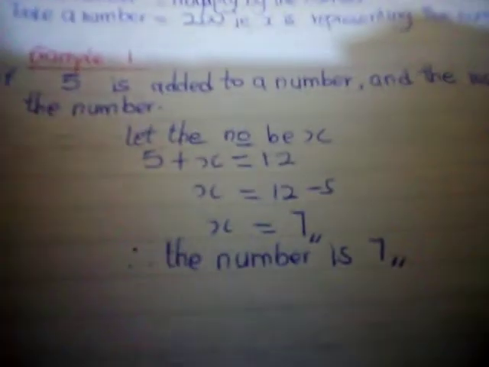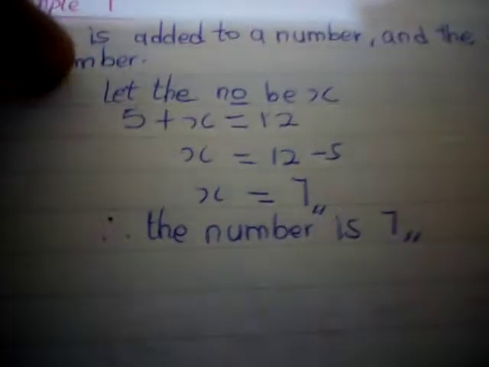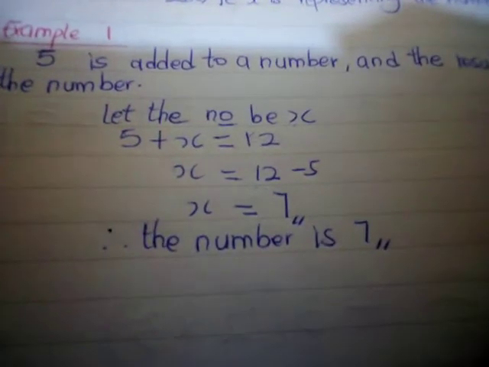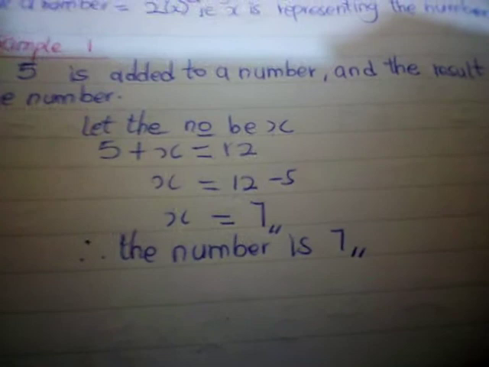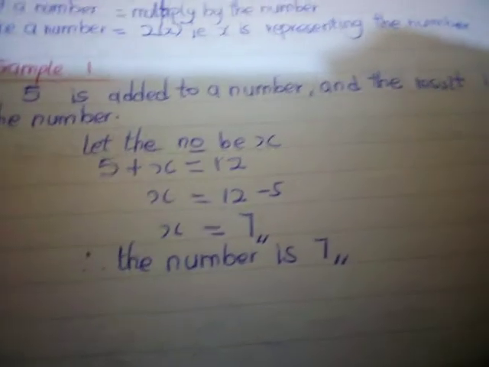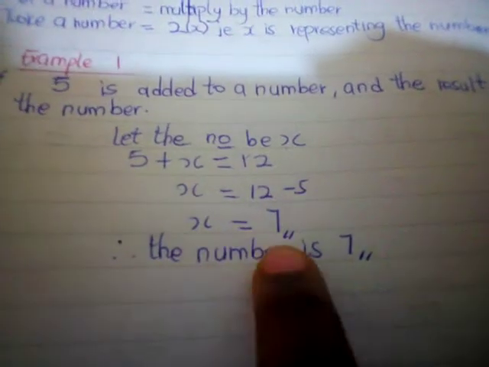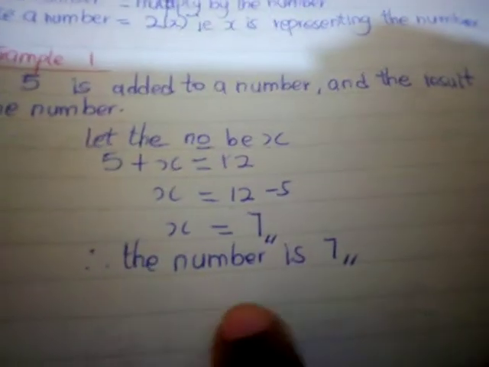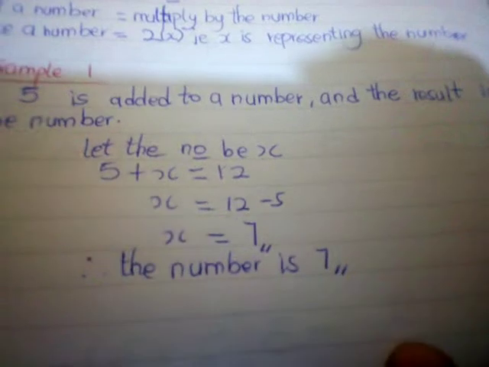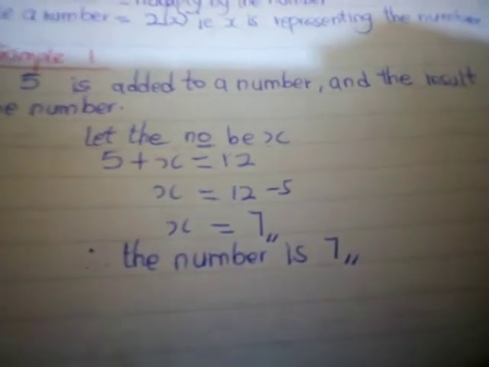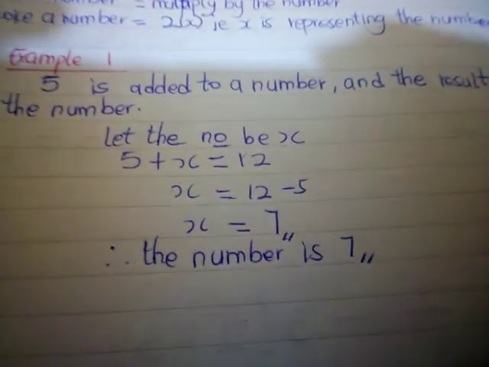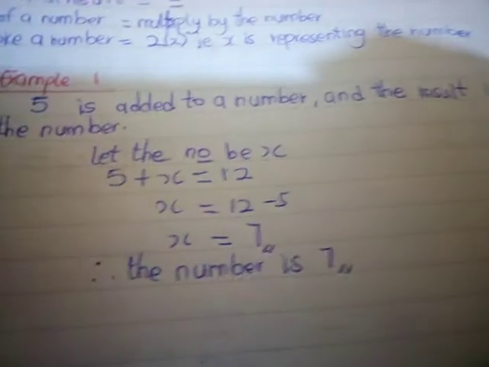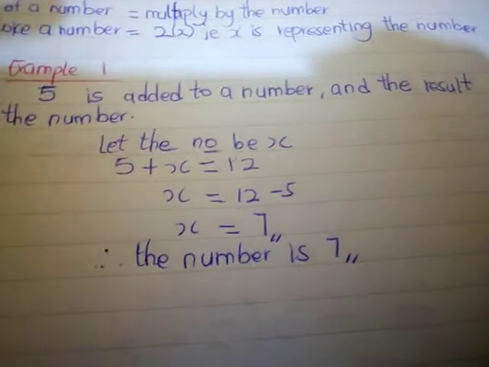So after getting 5 plus x equals 12 from the equation, now you can go straight forward to solve for x. As we did previously, x is equal to 12 minus 5, x is equal to 7. So therefore, the number which is x is 7. That's how you're going to find the number. It's that simple. You just have to be able to break down the word problem into the equation and then you'll be able to solve it.